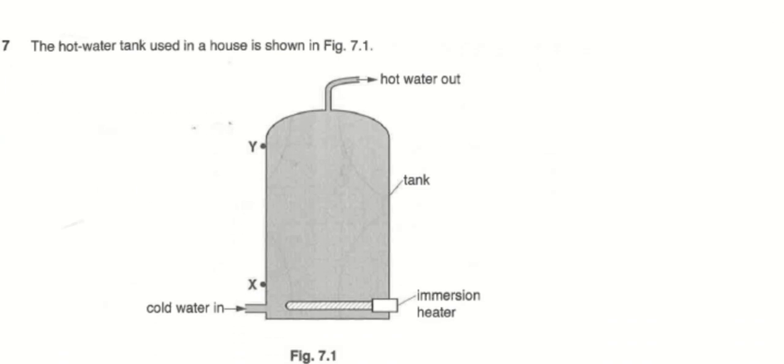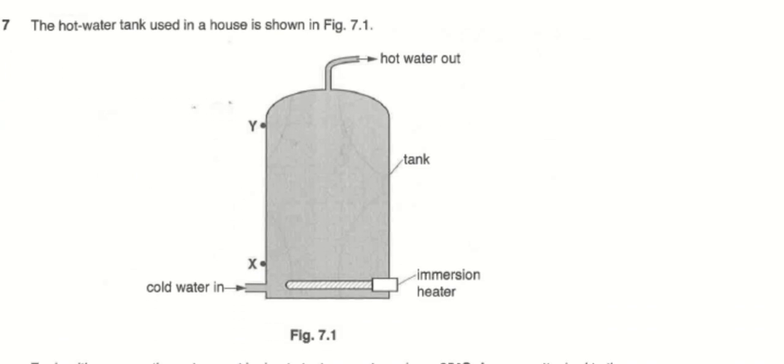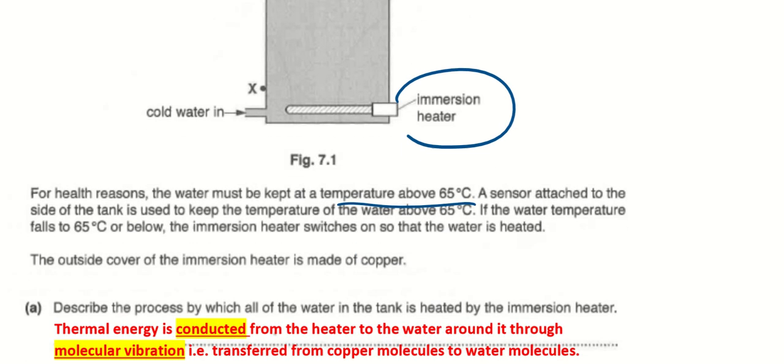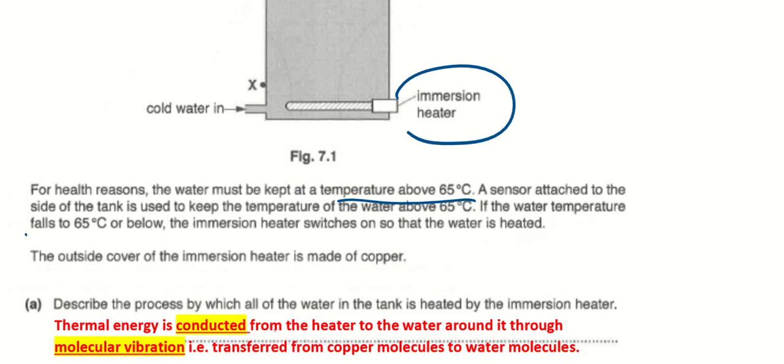Okay, now this is a hot water tank. If you see a hot water tank, what comes to your mind? Which chapter is it? Conduction, convection, or radiation, thermal energy transfer. So we have an immersion heater at the bottom. For health reasons, the water must be kept at a temperature above 65. There's a sensor attached to keep the temperature above 65. If water temperature falls to 65 or below, it will switch on so that the water is heated.